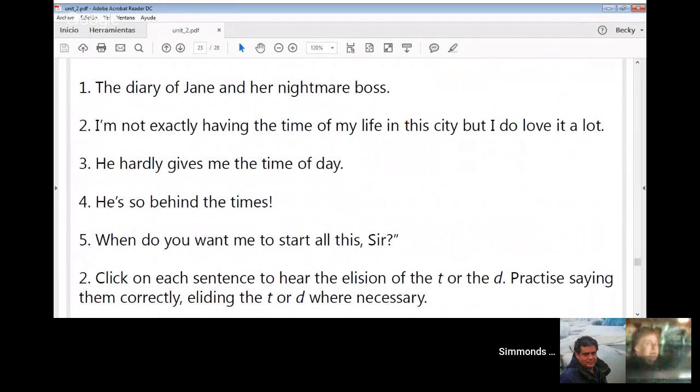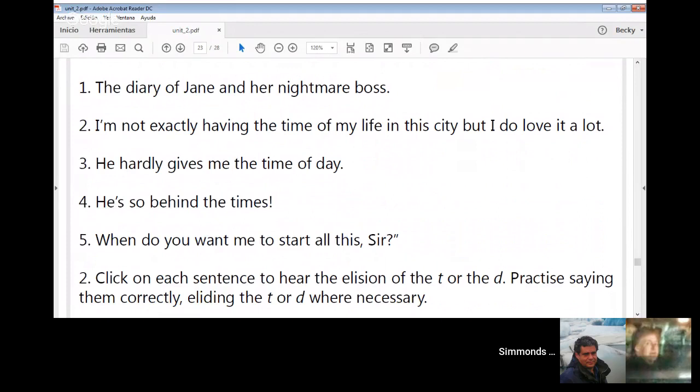I'm not exactly, T, like maybe in American English. Having, G sound is weak. Normally, the G sound is very weak at the end of any ing word. Having, going, right. It's normally not pronounced, yes. Anything else? Time of my life in this city. City, maybe cities, change to cities, like sound. But I do. But I change to but I. As well. I do love it. Love it. Love it a lot. It a lot.